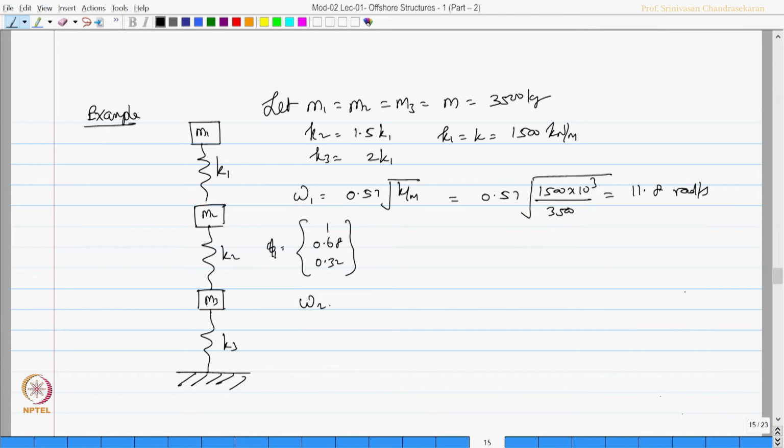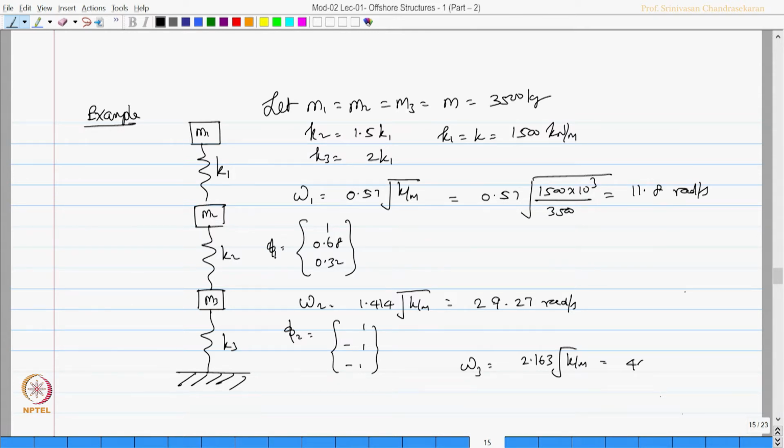Similarly, omega 2 is 1.414 root k by m. So, by substituting we get 29.27 radians per second, and the corresponding phi 2 is 1, -1 and -1. Similarly, omega 3 is 2.163 root k by m, which equals 44.778 radians per second, and the corresponding phi 3 is 1, -3.68 and 4.68.